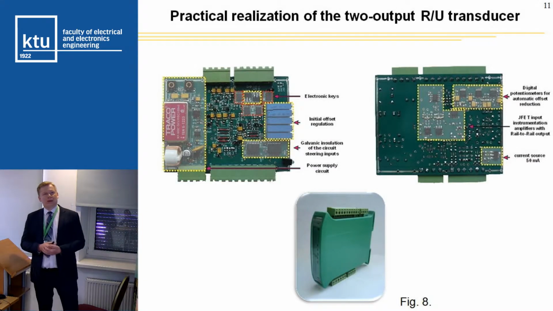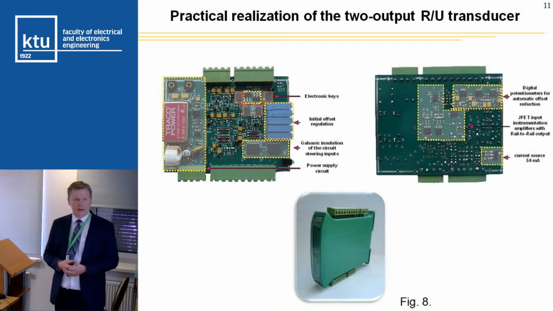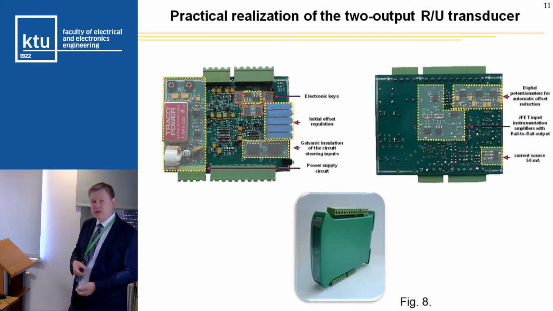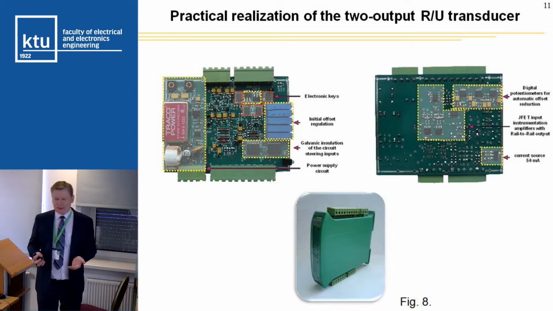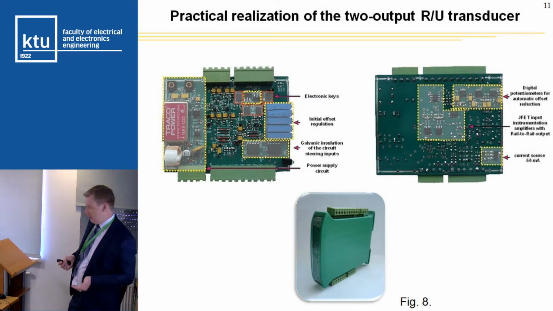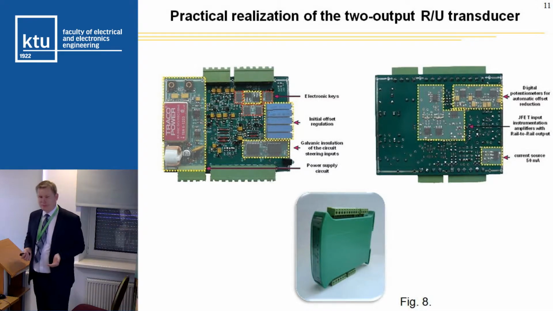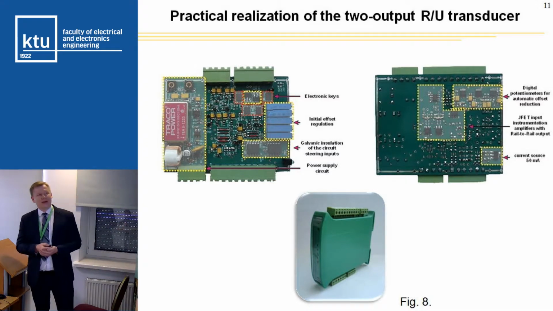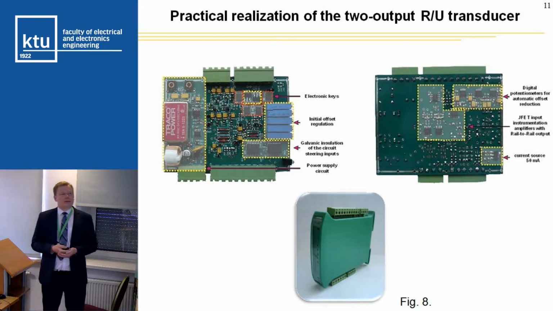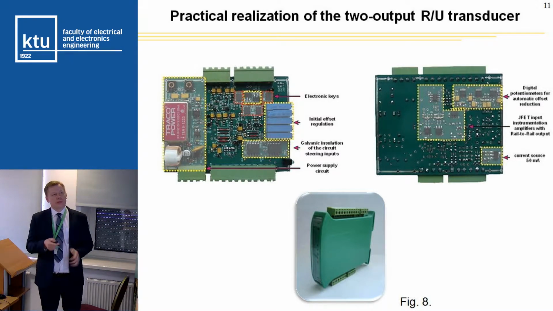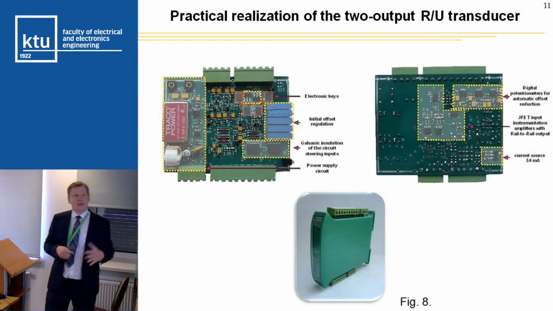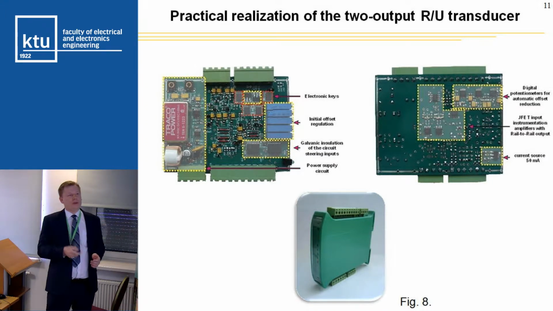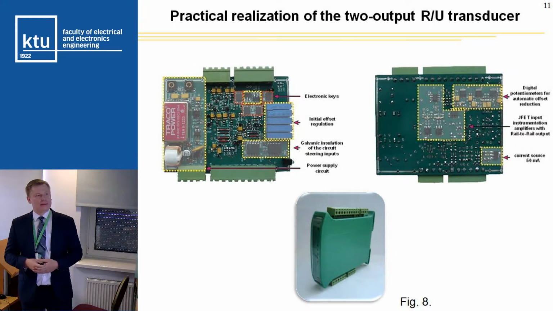And that is a practical realization in a DIN rail box. This module consists of a power supply, because we need a bipolar supply for amplifiers, for example. So we have a DC-DC converter here, and this is the metrological part, these two channels, potentiometers, amplifiers, and so on, outputs, inputs.